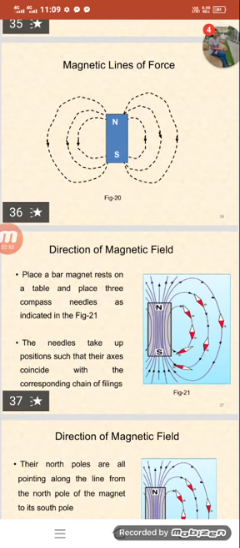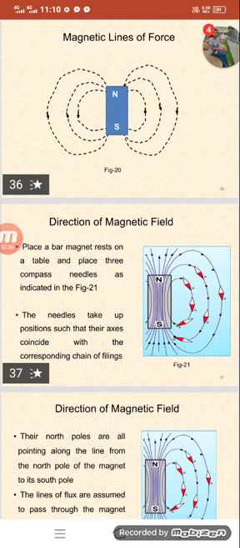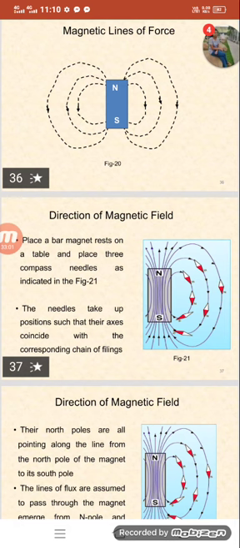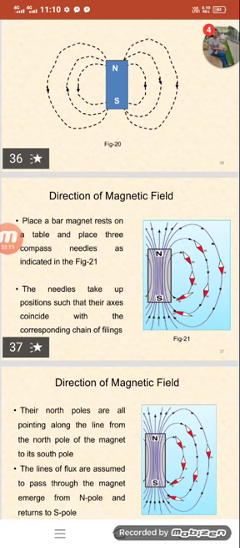Now, for the direction of the magnetic field, the north poles are all pointing along the line from the north pole of the magnet to its south pole. The lines of flux pass through the magnet, emerge from the north pole and return to the south pole. So the flux lines emerge from the north pole and return to the south pole.